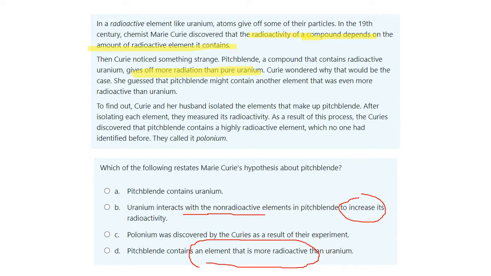She guessed. Now, guess is a way of saying predict, and predict is a way of saying hypothesize. So, pitchblende might contain another element that was even more radioactive than uranium. So, pitchblende contains an element that is more radioactive than uranium. The correct answer is D.